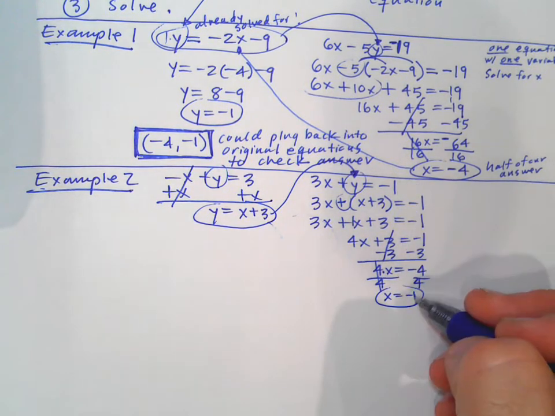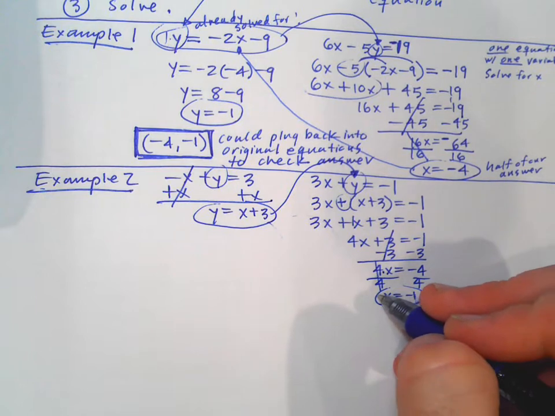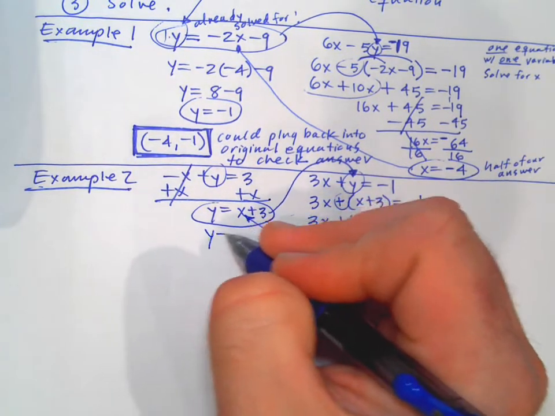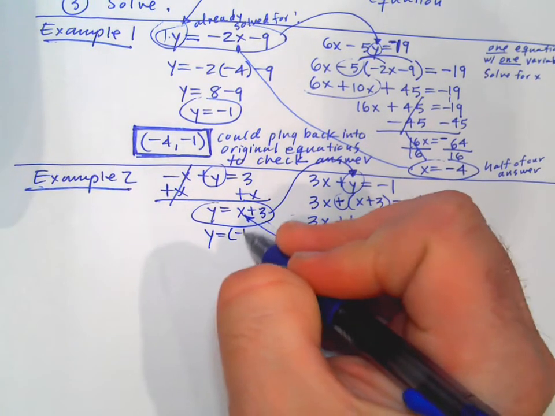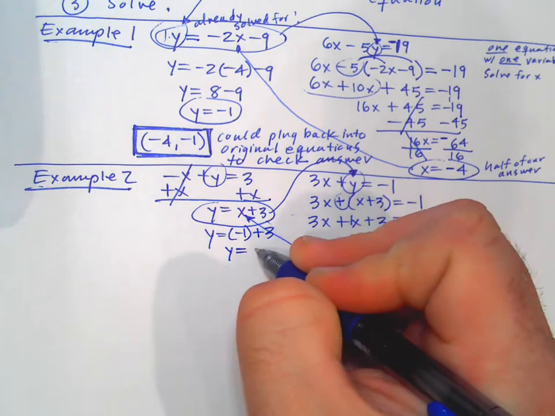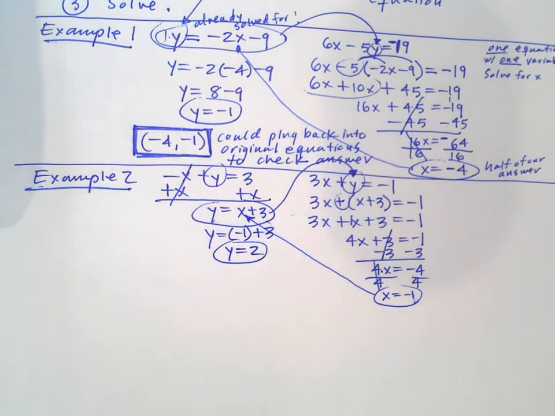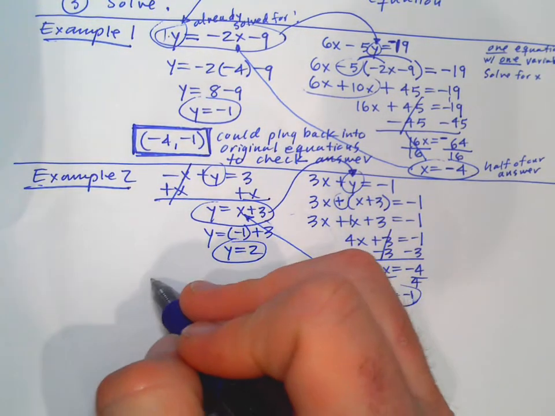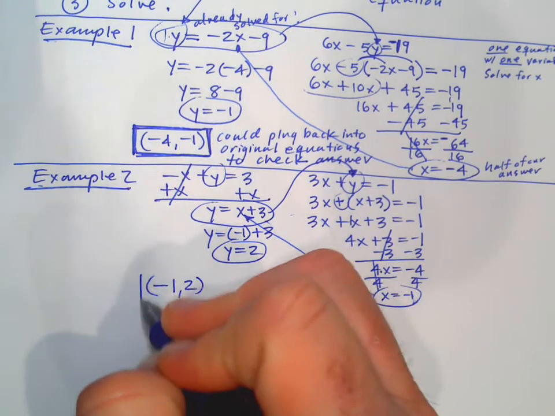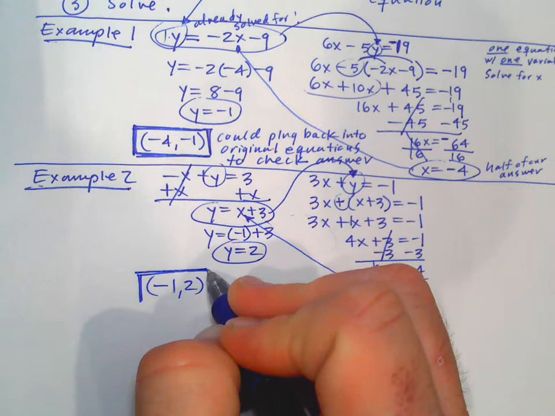So you should be showing all this work. That's half your answer. To get the other half, I'm going to plug that back into this guy, because that one's nicely solved for y. So we're going to get y equals 2. So your whole answer, x first, y second, parentheses. You could check it if you want.